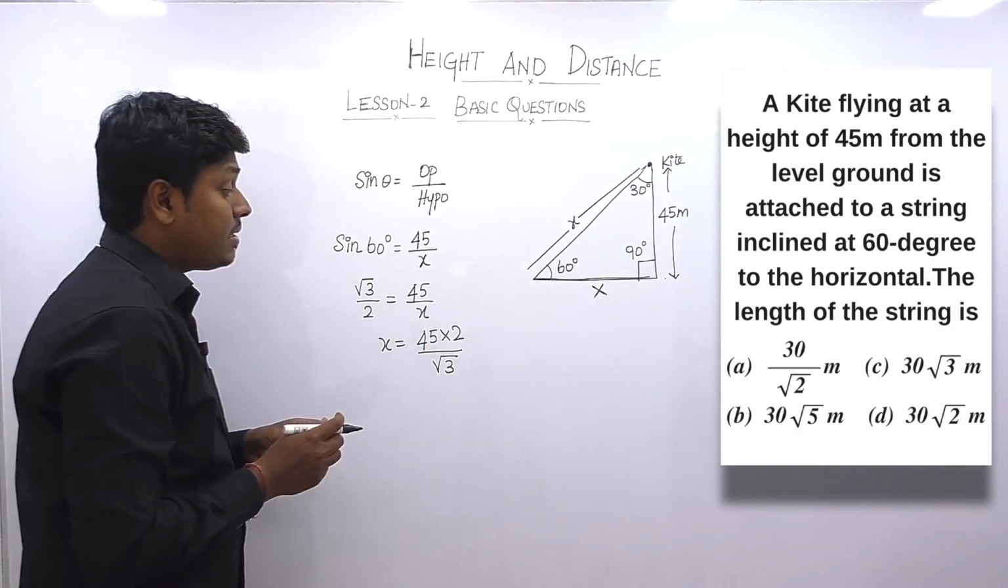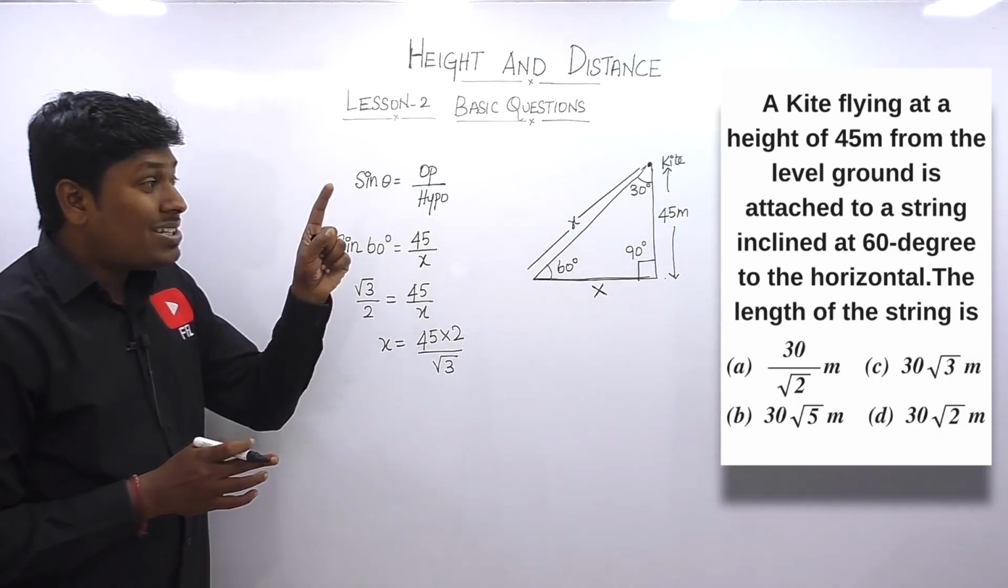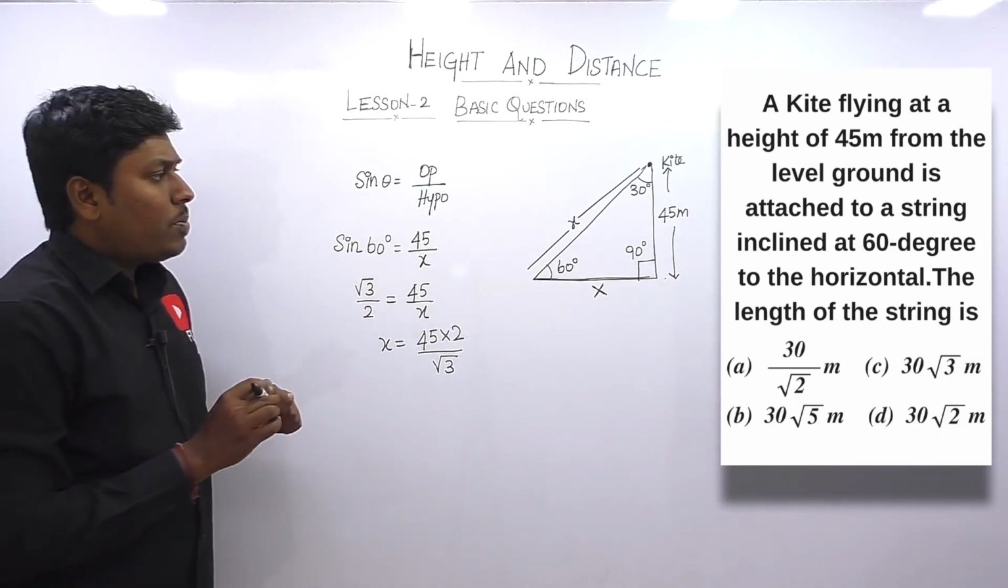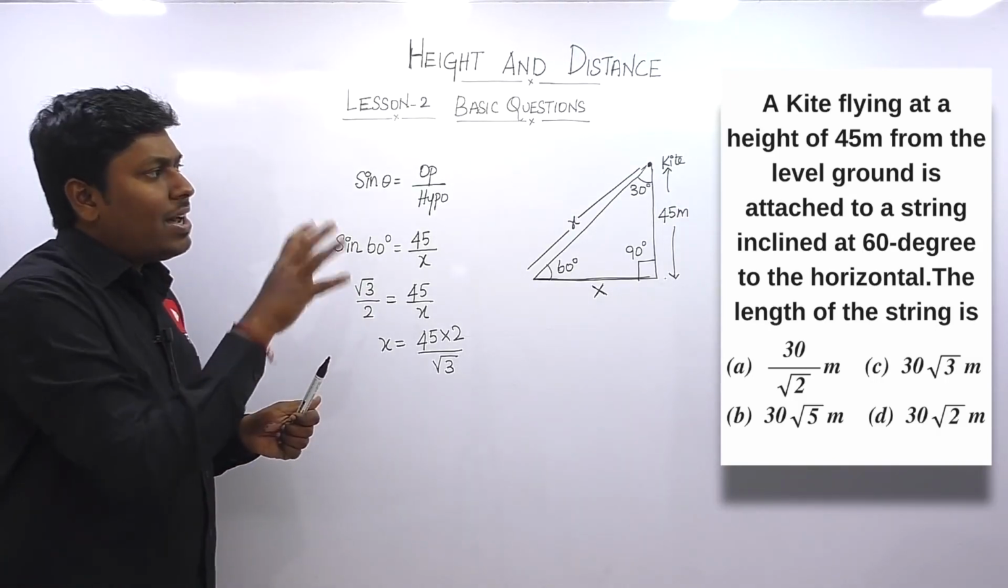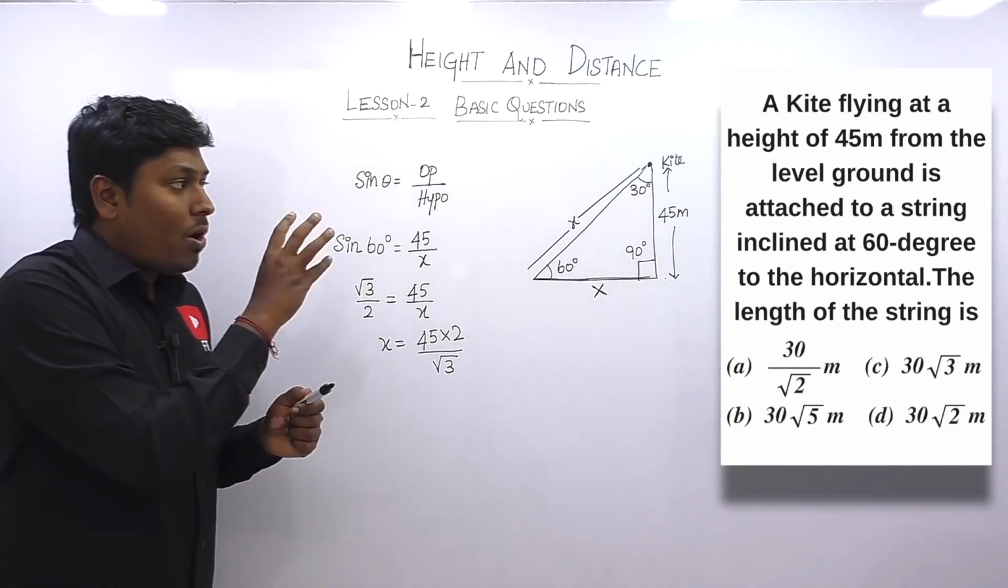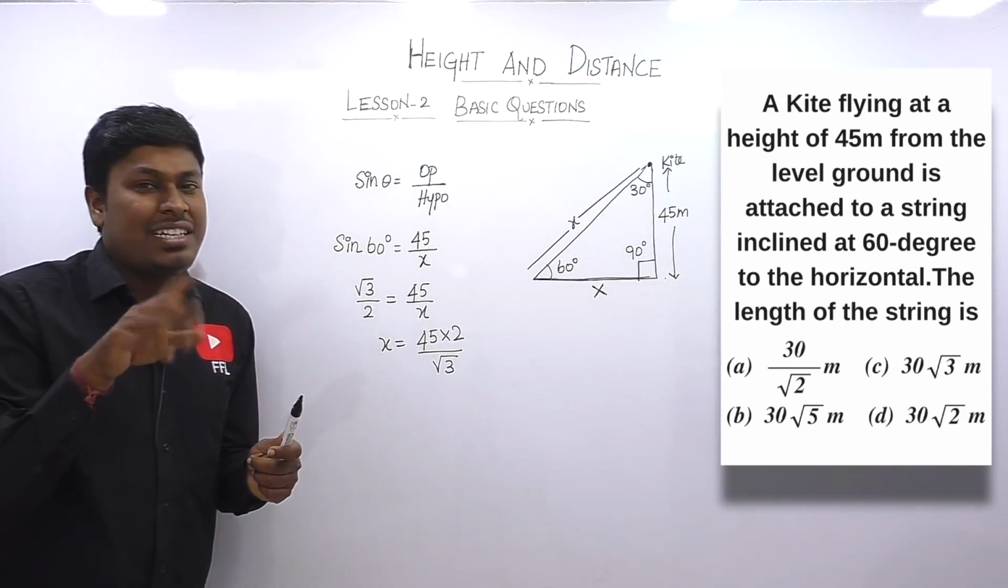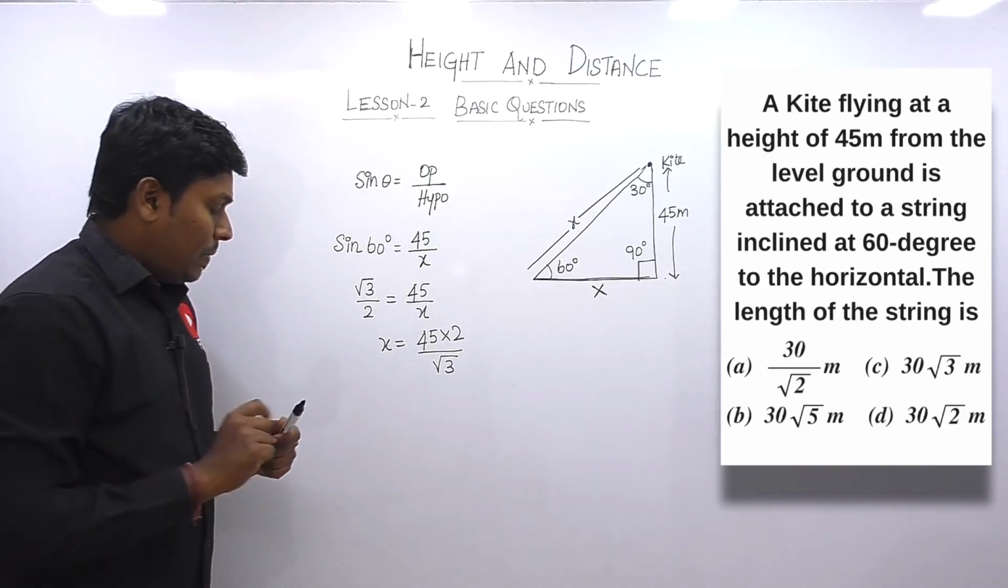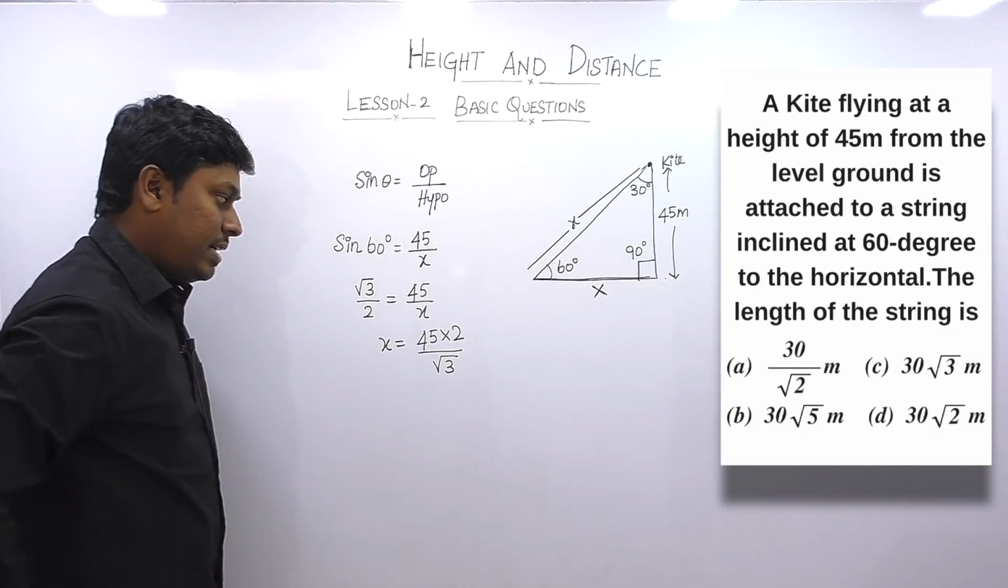So friends, after this step, the most important thing is to look at the options carefully. Option A, option B, all are in 30 root something, right? 30 root 2, 30 root 3. So all the options are in terms of 30 root something, right? So let me do one thing. We can convert this in terms of 30.